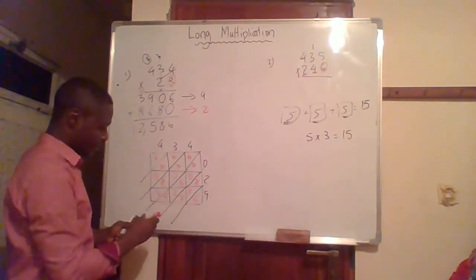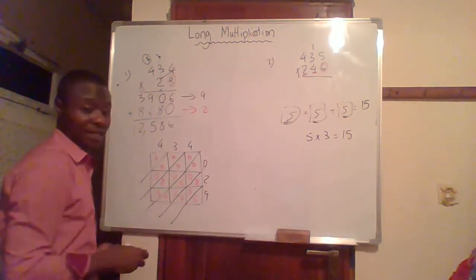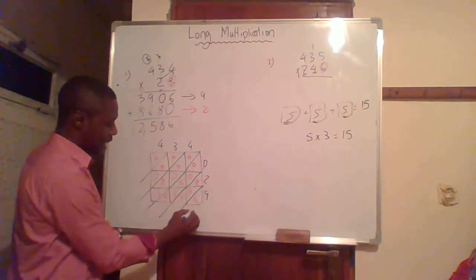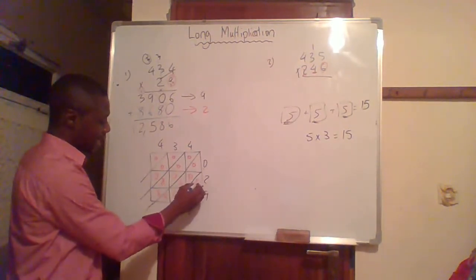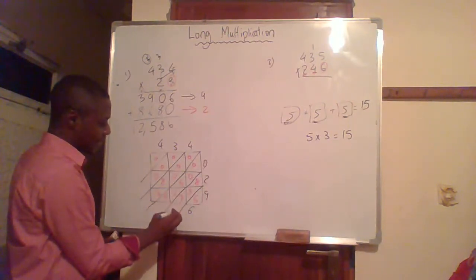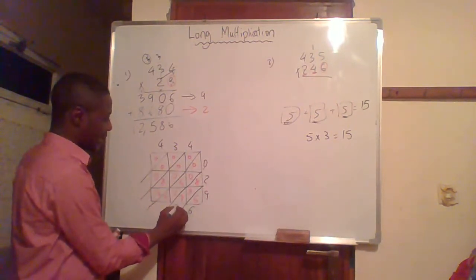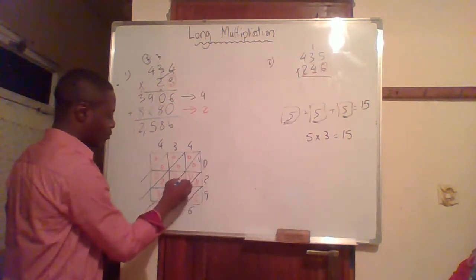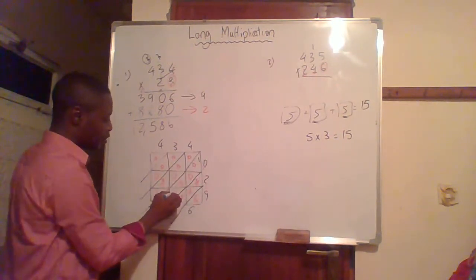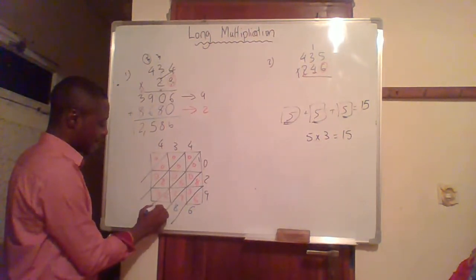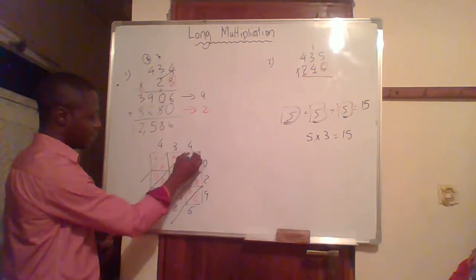So if we add up the diagonals, in this diagonal I only have 6. In this diagonal I have 8 plus 3 plus 7, which is 18. I have an 8 here, and I carry a 1 there. 1 plus 0 plus 0 plus 6 is 7. 7 plus 2, it's 9. 9 plus 6 is 15. So I'm going to write a 5 here, and I carry the other 1 in this diagonal.